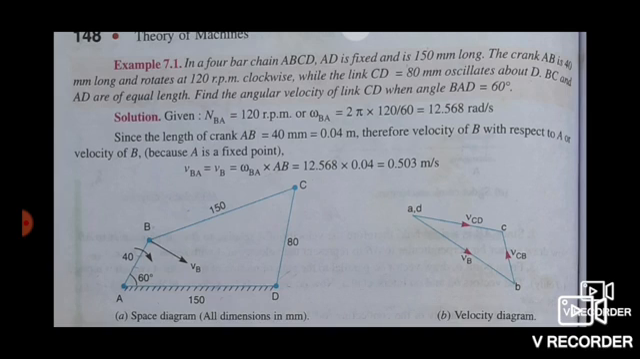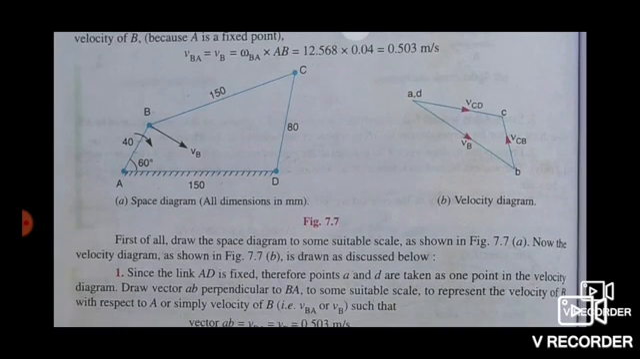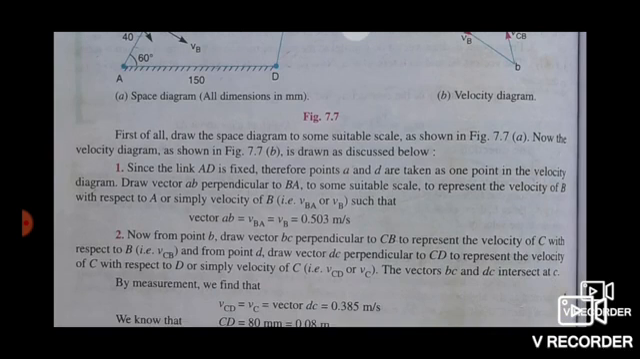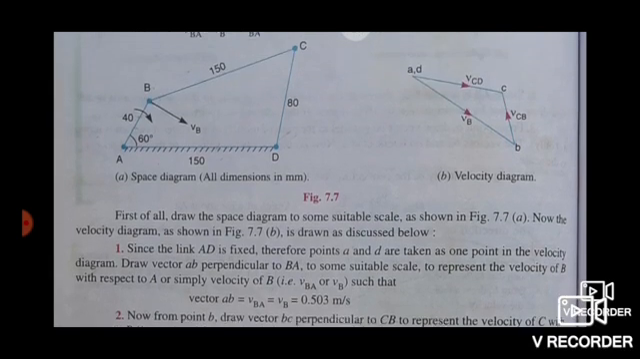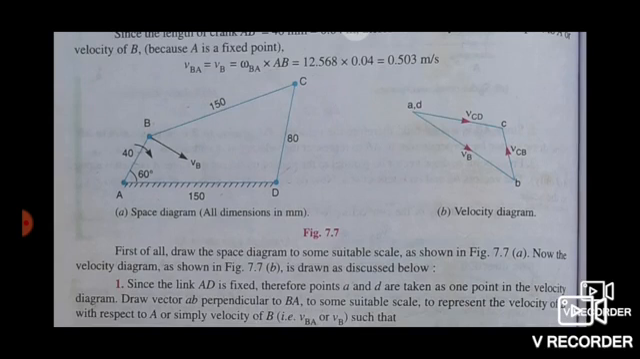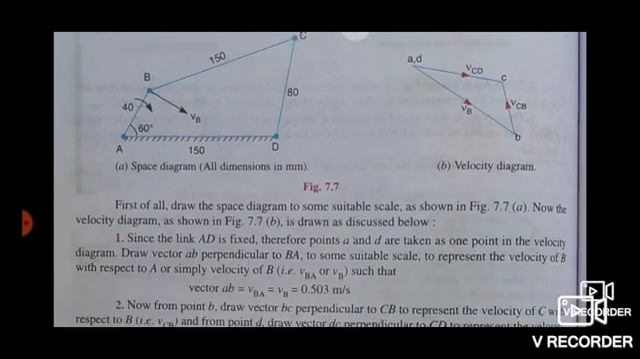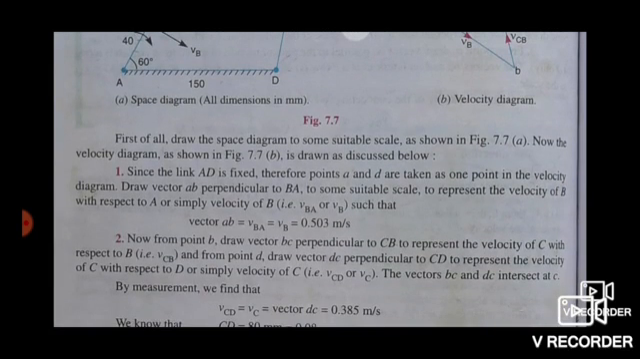Here the space diagram is created on the left side and the vector diagram on the right side. We have to create the vector diagram. First of all, draw the space diagram to some suitable scale. तो इनको सबको suitable scale में लेकर space diagram बनाया. AD, DC, CB, AB ये बनाया पहले. Now the vector diagram is drawn as discussed below. यहाँ पर जो AB में VB है, V की वेलोसिटी उसके हिसाब से बनाएंगे.